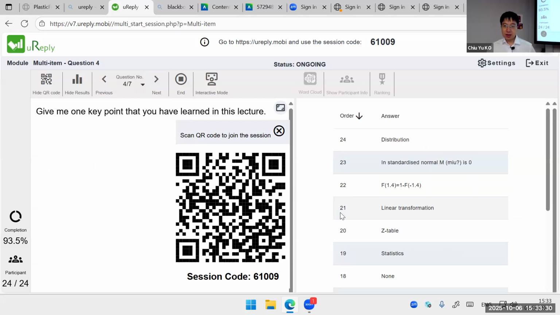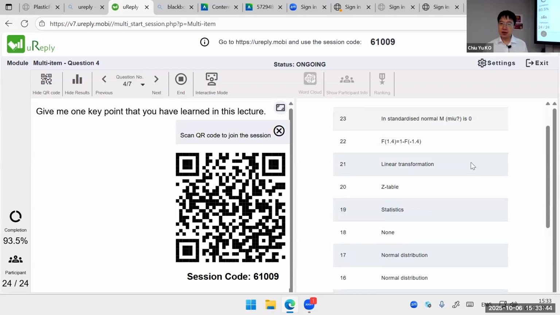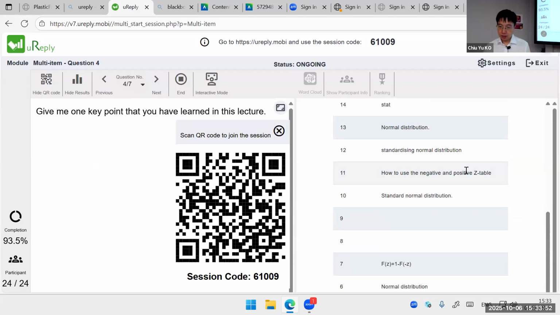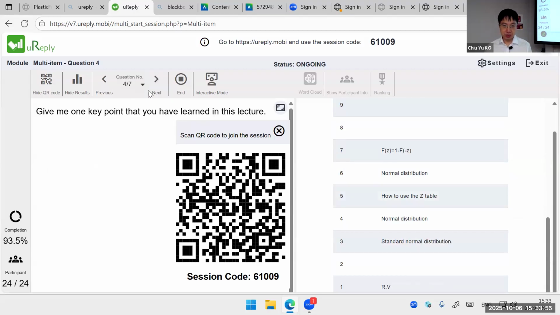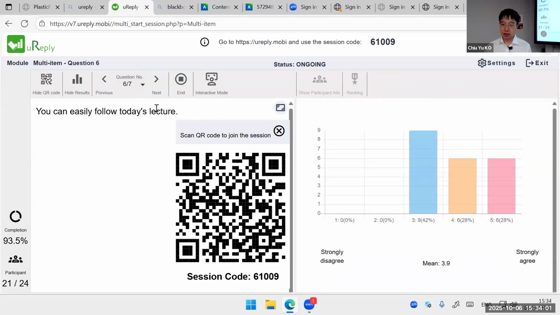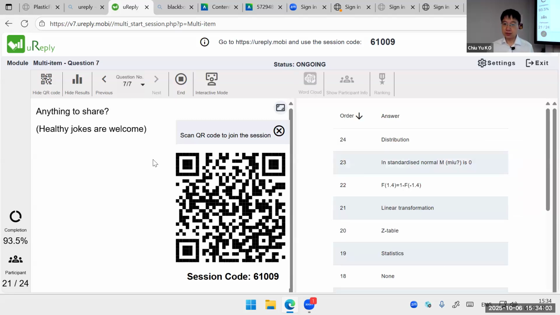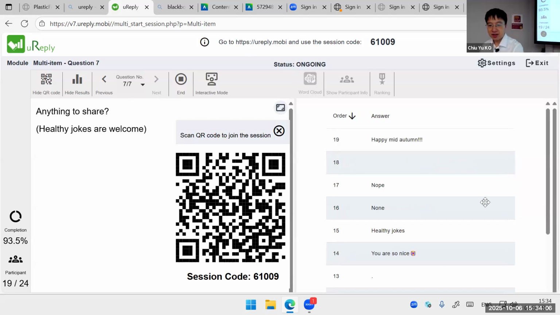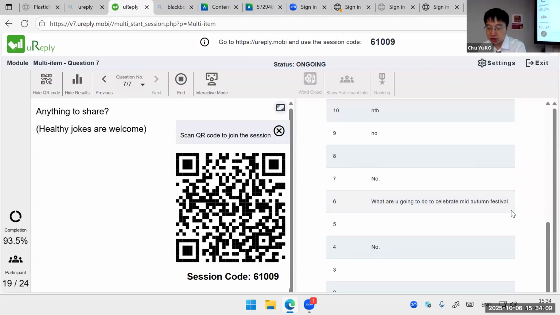Yes, that's very important: the negative is the same as 1 minus, in the Z table. They're very important. In standardizing, mu is 0. Yes, mu is a Greek letter. The bell curve is very important. I'm glad that you can recall that. And I think everyone agreed it's not too fast, and most of you can still follow.